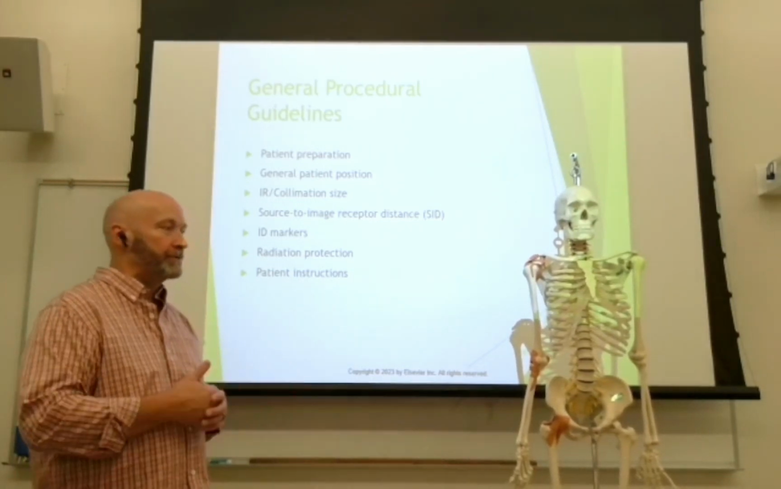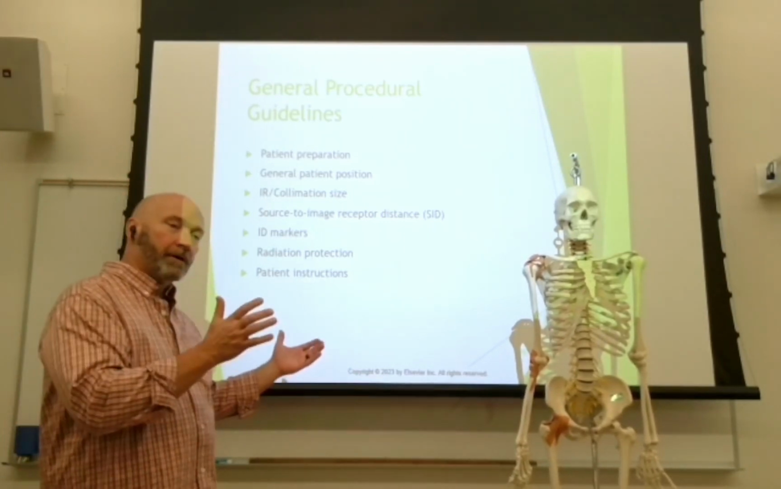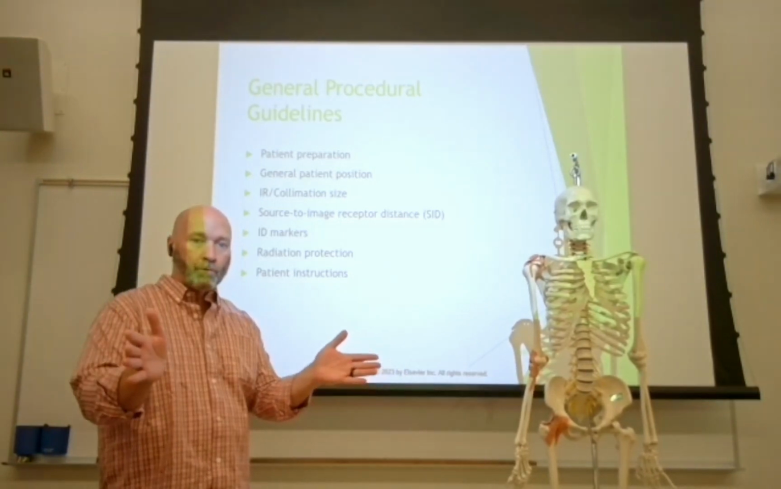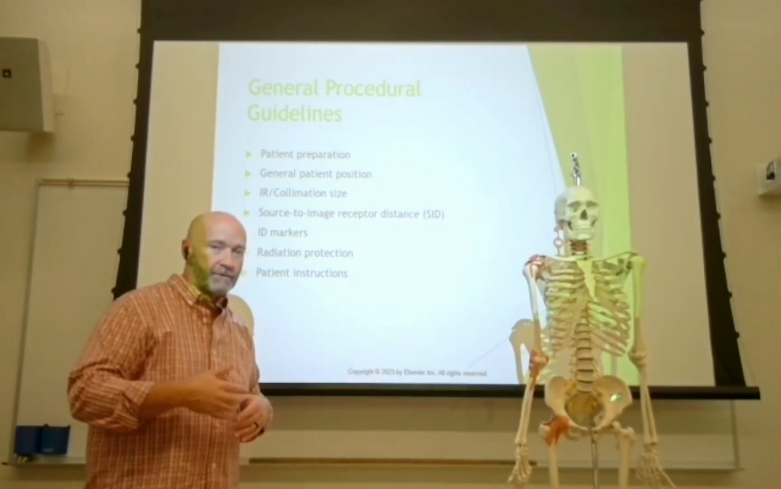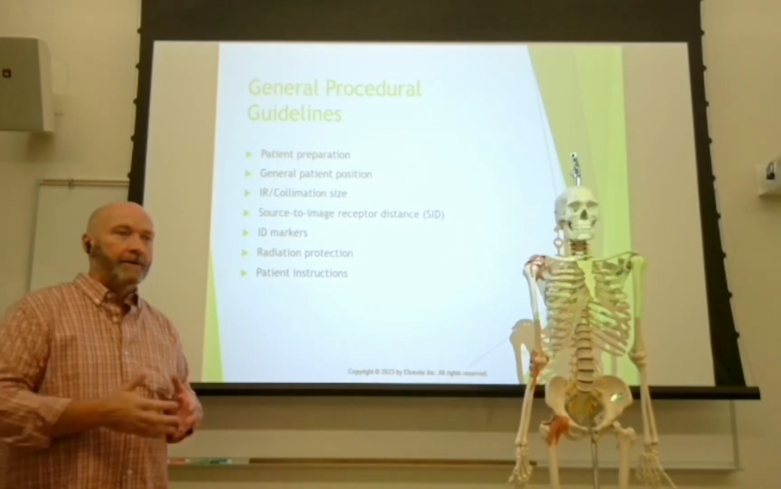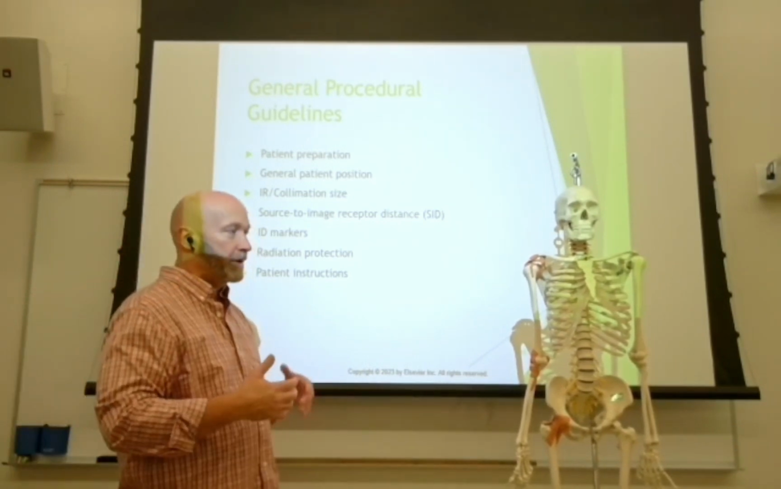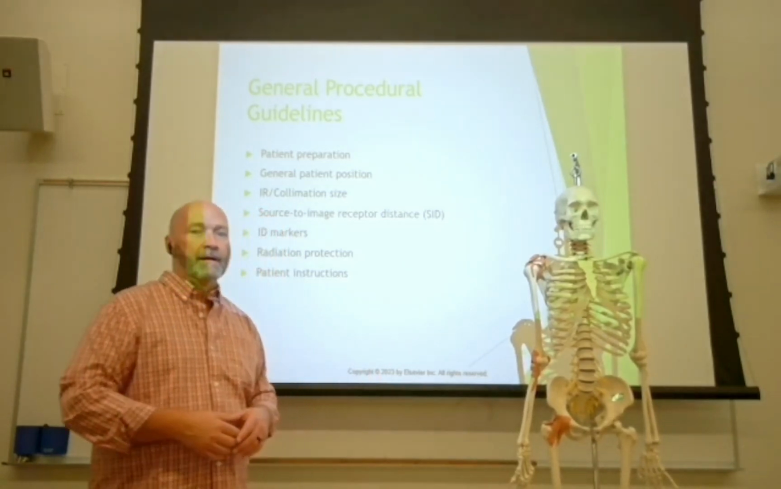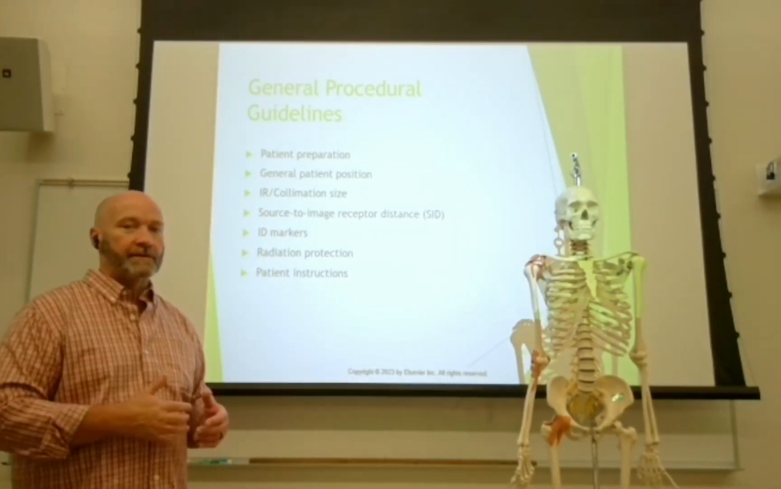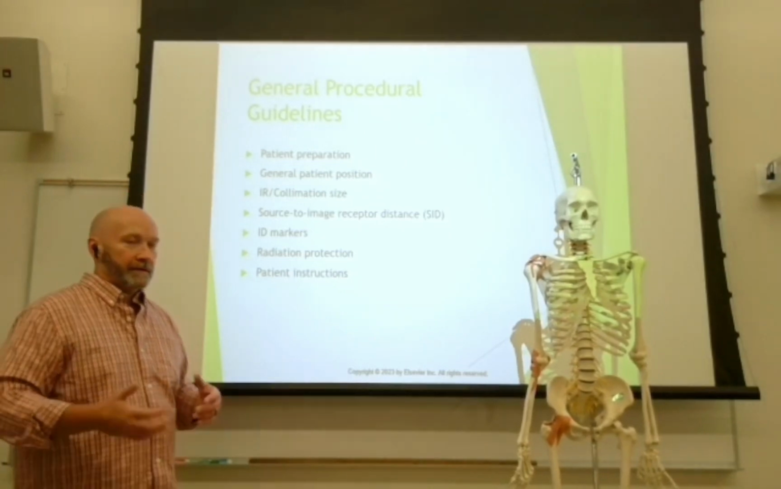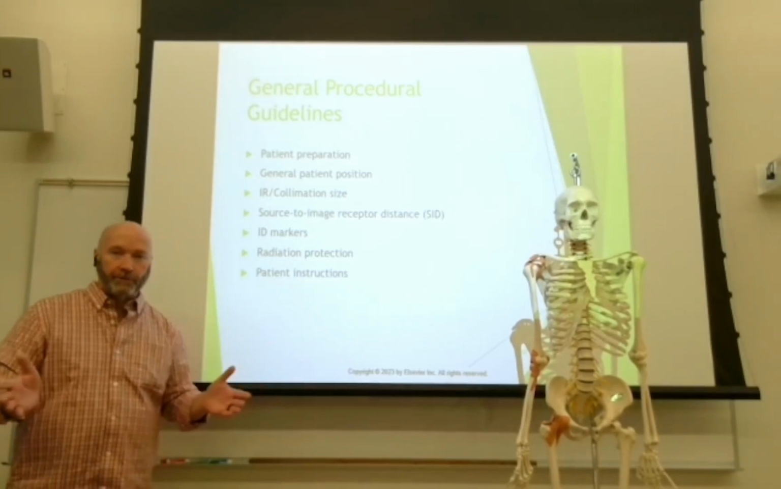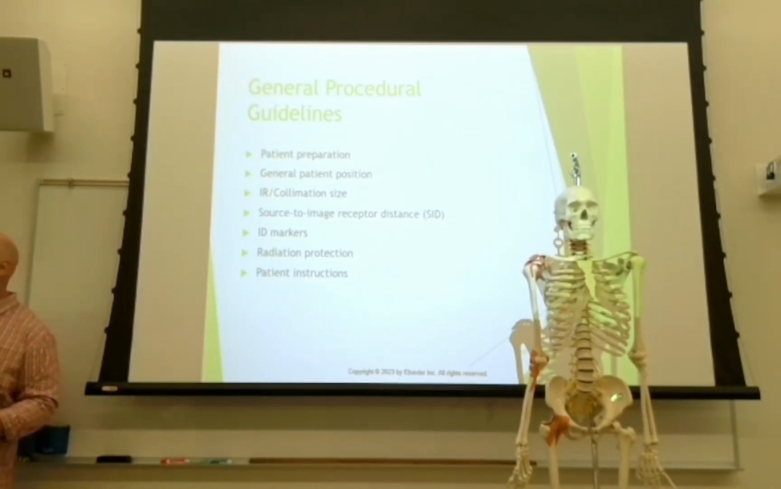at lower SIDs, your beam diverges more than it does at 72 inches. So as we increase our SID, we get less beam divergence. If you have a patient that you're concerned is too broad for your image receptor, you might want to use 72 inches instead of 40 inches. You use more of a perpendicular central ray as opposed to a divergent central ray. Most of the time you can get by with 40 inches.